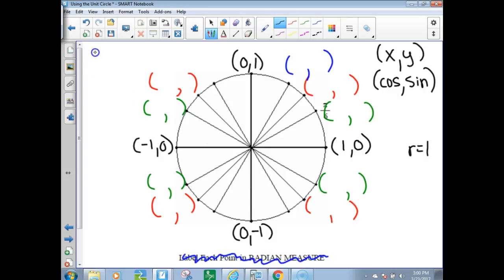You have seen special right triangles. I'm going to start with 45, 45, 90.